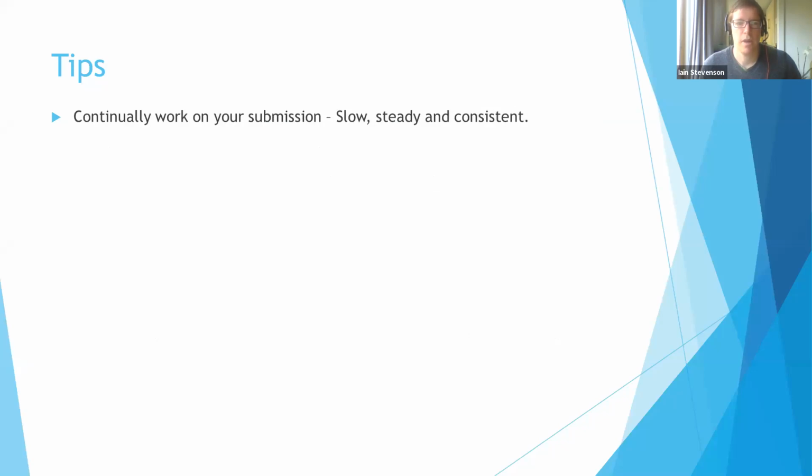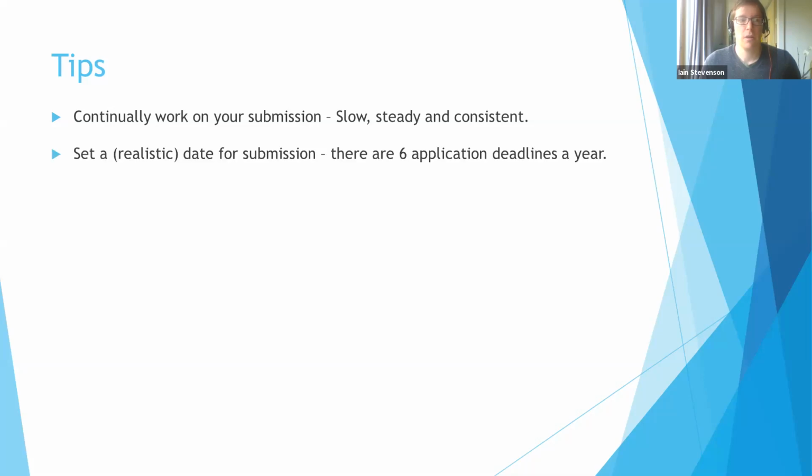So you've just got some extra tips today. I brought these up a couple of weeks ago. Continue your work on your submission. Best to go slow, steady, and consistent. So just do a little bit every week as we work through this series. Be realistic about your date of submission. Don't think you're going to do it in 2 months. Maybe 6 months or a year is a more achievable deadline.